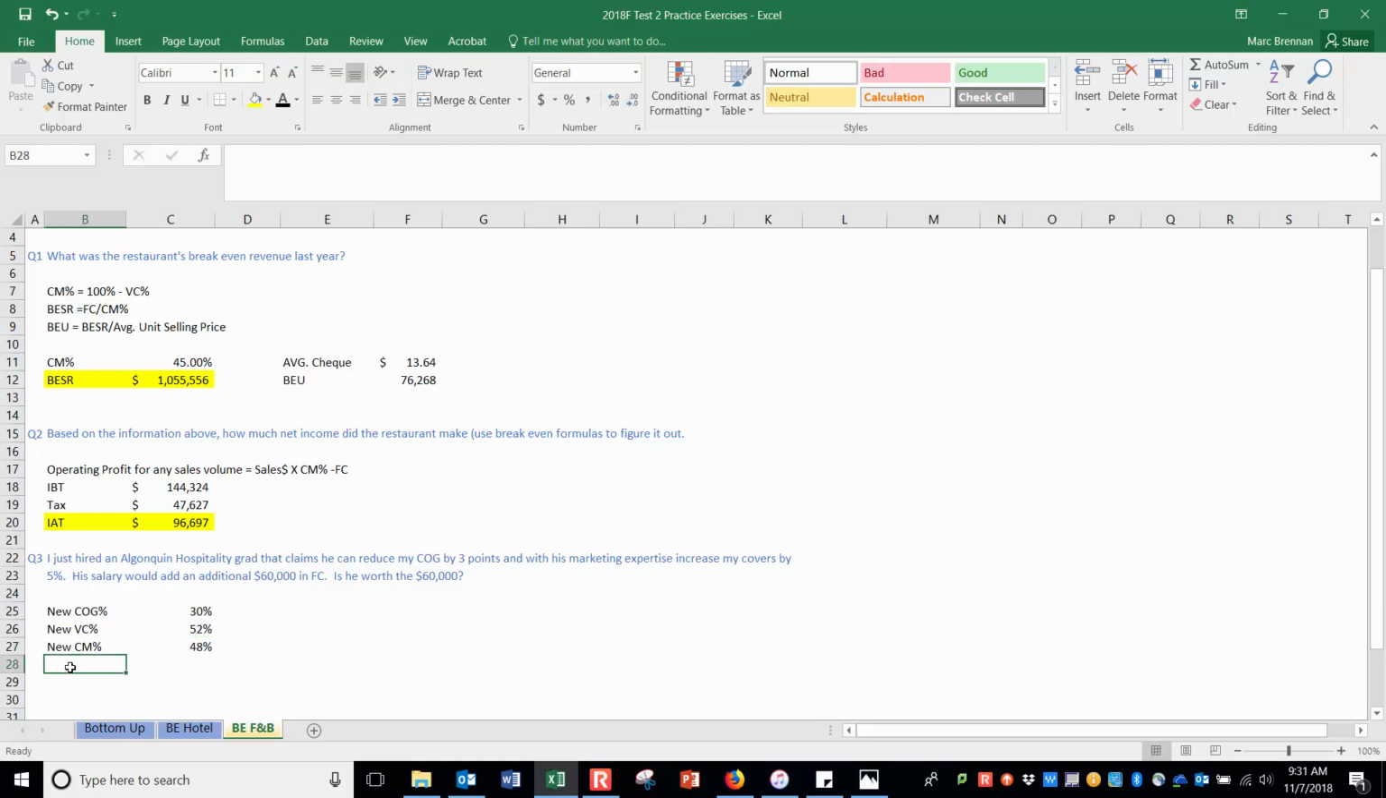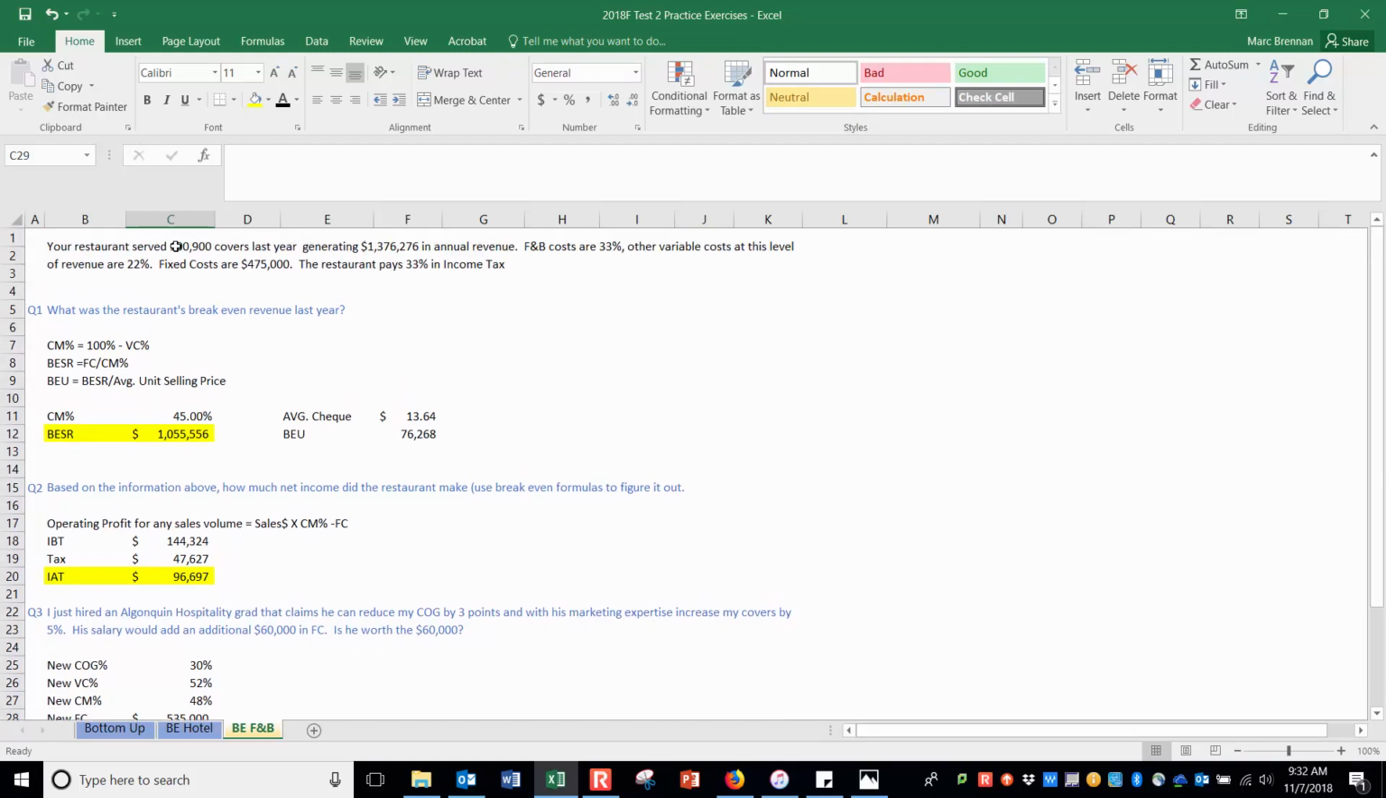We really needed to go through that whole process. Now my fixed costs have changed as well. Before they were $475,000, but now if I want to do this, I have to pay this grad $60,000. So that's going to change my fixed costs as well. It's going to bring them up to $535,000.